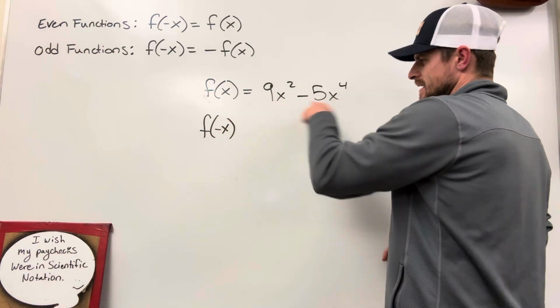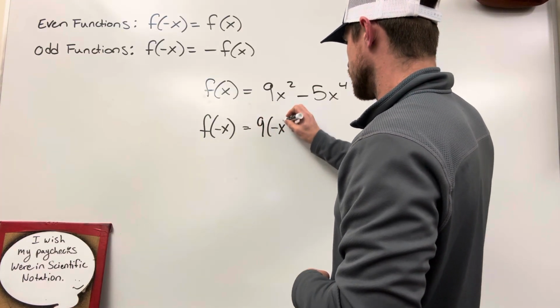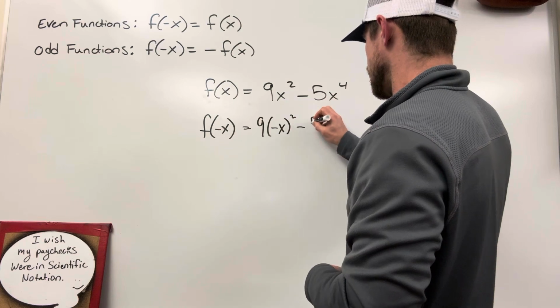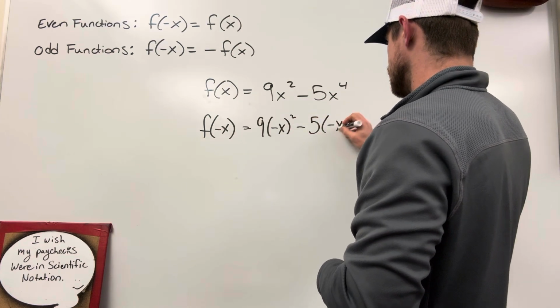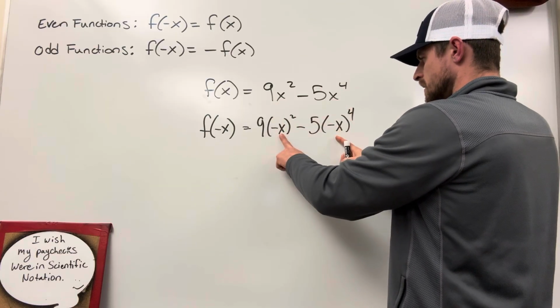all I would have to do to change this from f of x to f of negative x is change all my x's to negatives. What that would look like is 9 times negative x squared minus 5 times negative x to the 4th power. These x's were positive, well, now they're negative.